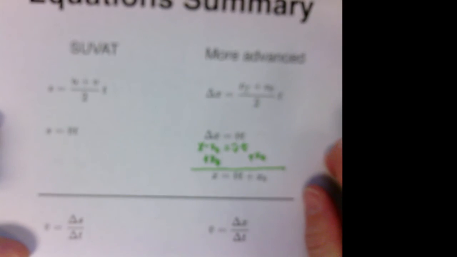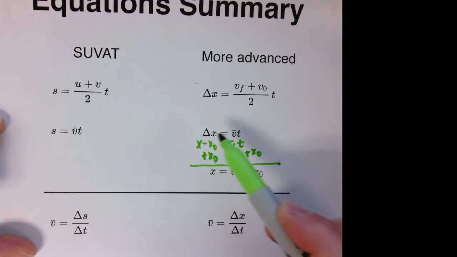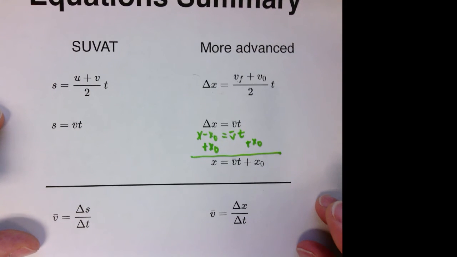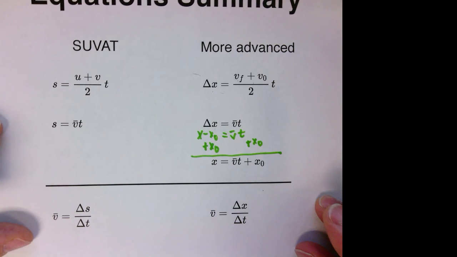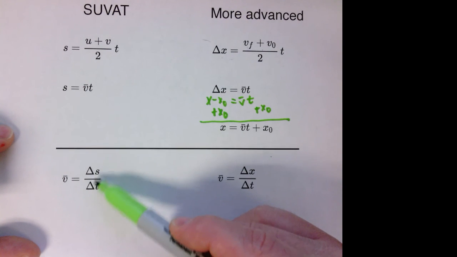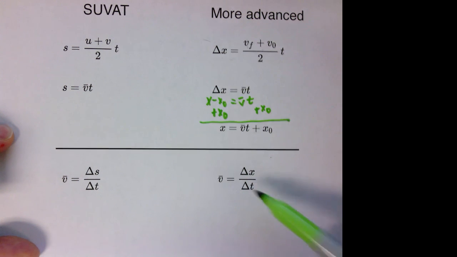In terms of our formulas in kinematics, I want us to be thinking about our position and displacement equations and our velocity equations. In every situation, there's a set of equations for both. There's both displacement position equations and there's velocity equations. So in the SUVAT side, we just have delta S, the displacement over time, and on the more advanced side, we're using delta x over delta t for the average velocity.